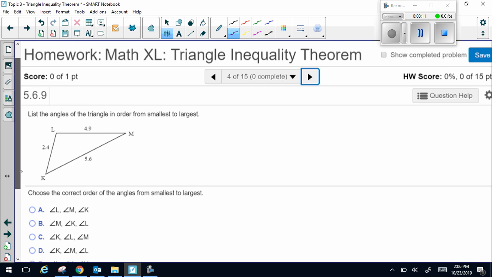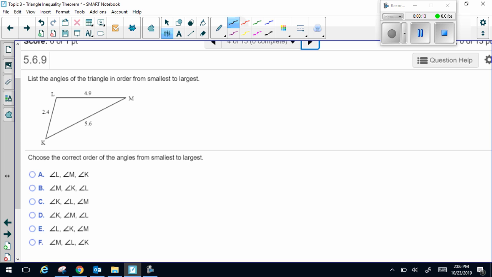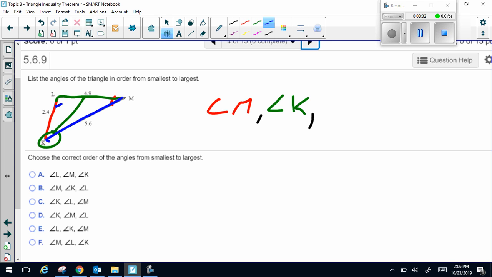Okay, and this one, same idea. We need to list from smallest to largest. So again, start with the smallest side, that's LK. So that means angle M is your smallest angle. Then go to your second number, which is that one. So that means K is your second smallest angle, which means whatever is left over, which is angle L here, that is your largest.